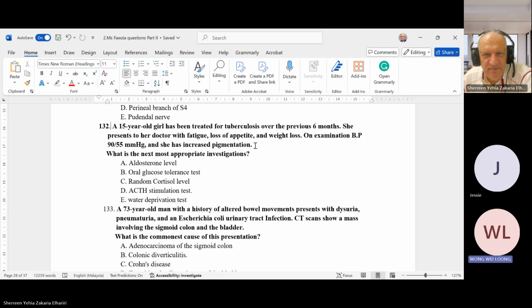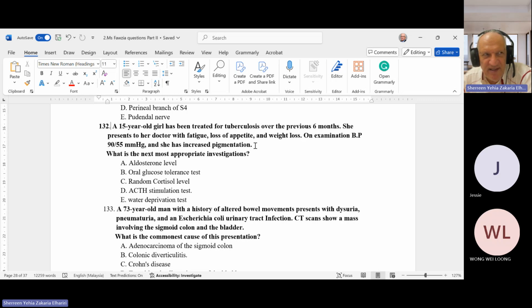Addisonian crisis. It is common to diagnose in European countries because they are white, so even a little change in pigmentation is noticed by the family. Syncopal attack: I remember many of these patients had syncopal attacks.